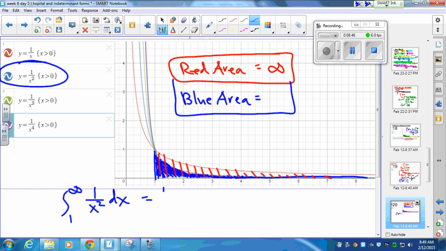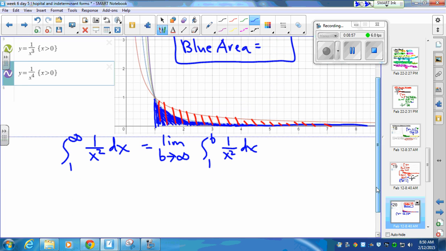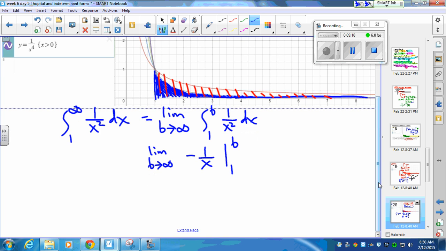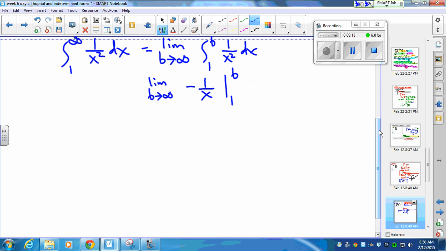And technically, we can't say that. So we're going to say the limit as b goes to infinity of the integral from 1 to b of 1 over x squared dx. The math is pretty simple on the integration part. That gets me negative 1 over x from 1 to b, again where the limit of b is going to infinity. And here I'm getting the limit as b goes to infinity of negative 1 over b minus a negative 1 over 1.